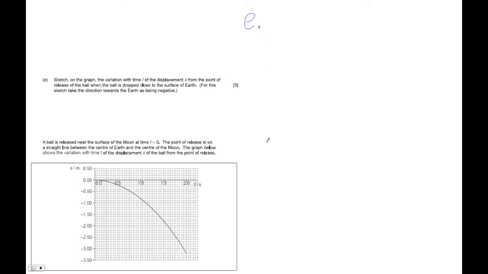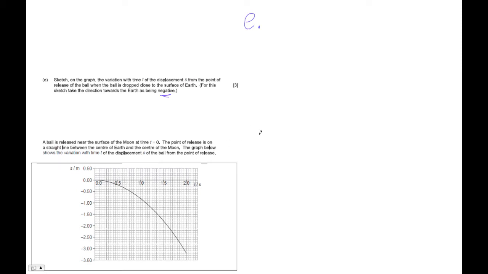All right, let's look at part E here. Sketch on the graph the variation of time with the displacement of the point the ball's dropped close to the Earth. For this sketch, take the direction toward the Earth as being negative because there's not a lot of room going up. Okay. What you want to do is here's what I did.